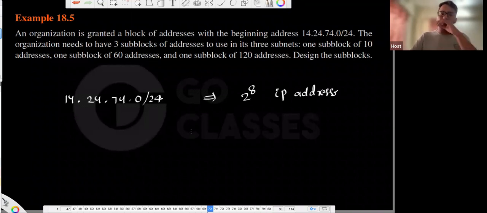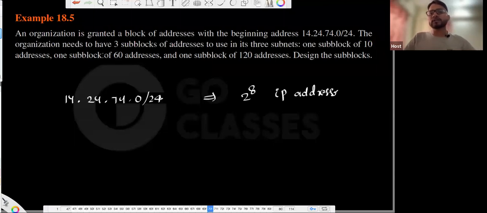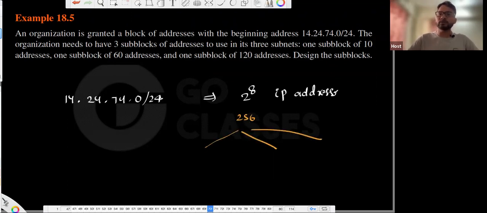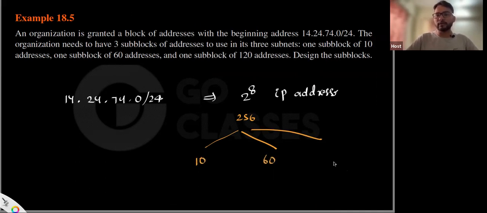In this pool, there are 256 IP addresses. This organization needs to divide those IP addresses into 3 sub-blocks to use in its 3 subnets. So they want to divide these 256 IP addresses, I mean this pool, into 3 pools: one sub-block of 10 addresses, another of 60, and another of 120.